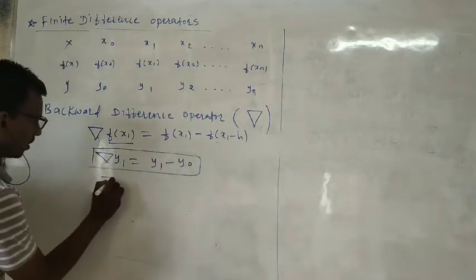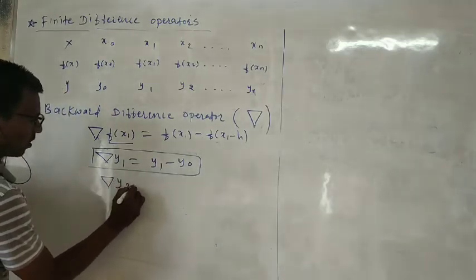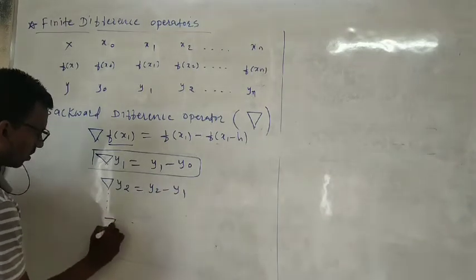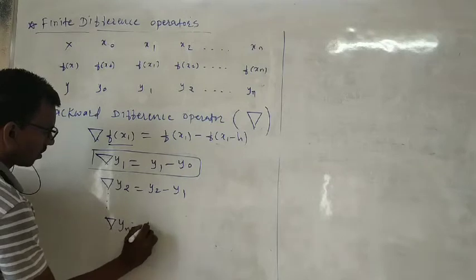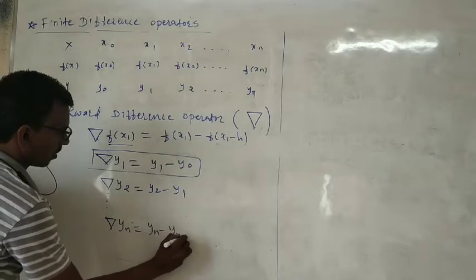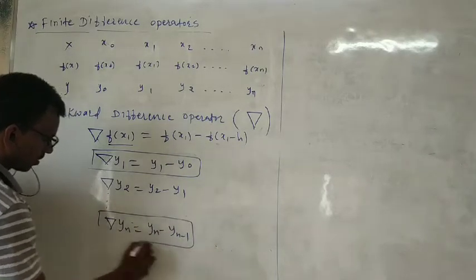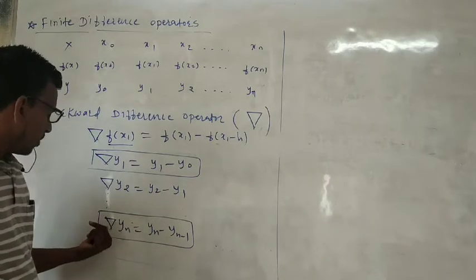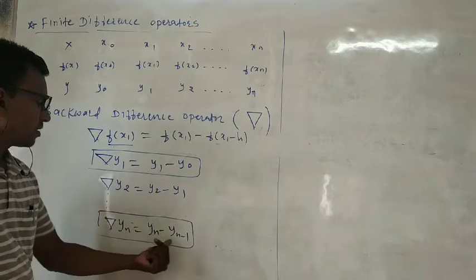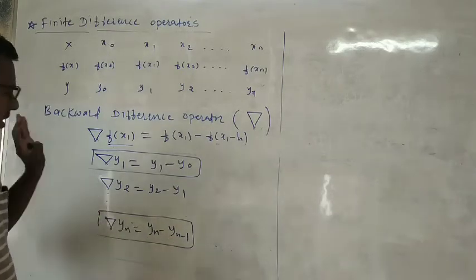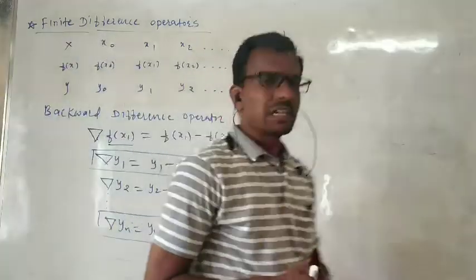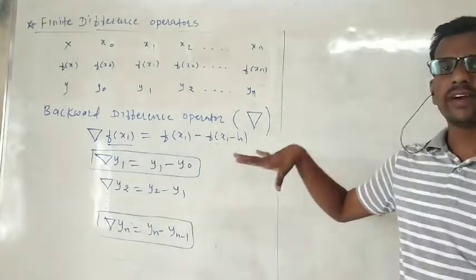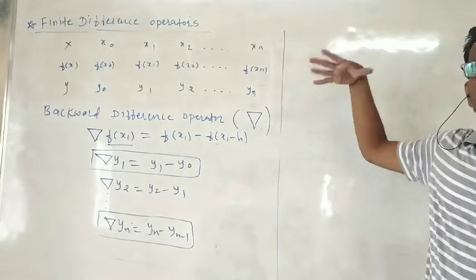Similarly, we can define the backward difference operator of the nth term, that is, backward difference operator of yn is equal to yn minus y n minus 1. This is the first order backward difference operator. Similarly, here we can define second order backward difference operator also.